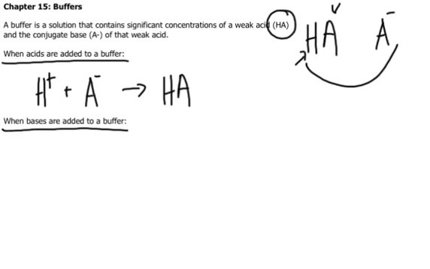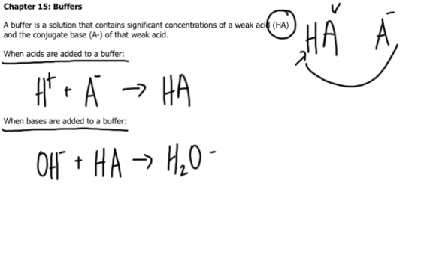And likewise, when you add base, you're adding hydroxide ions. And the hydroxide ions will react with the acid present in the buffer system. And when they react, you end up with water and the conjugate base. So once again, the hydroxide is no longer free to wander around and cause any damage, so it's been neutralized. Okay, so that's the way a buffer works.